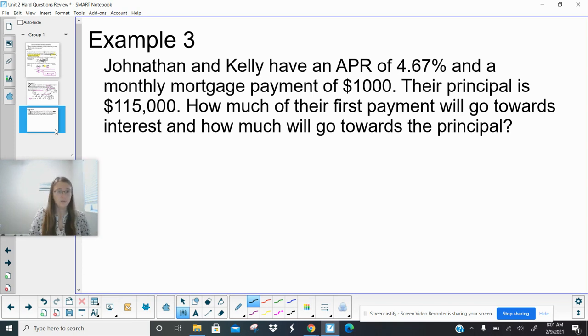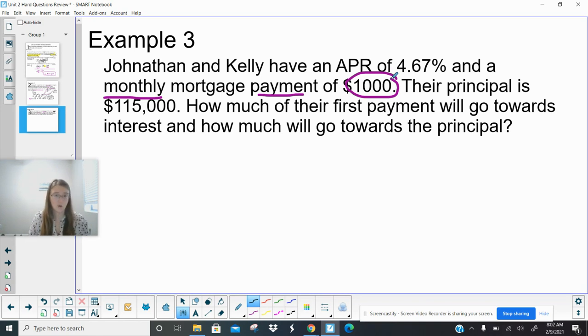You will have to do on the test, like I said, the monthly payment formula. However, notice this goes: Jonathan and Kelly have an APR of 4.67 and a monthly payment of $1,000. That would have been found using the monthly payment formula. Therefore, you do not have to use the monthly payment formula if they give you the monthly payment. So be careful in this question. I might be doing that. I'm still debating how I want to do it.